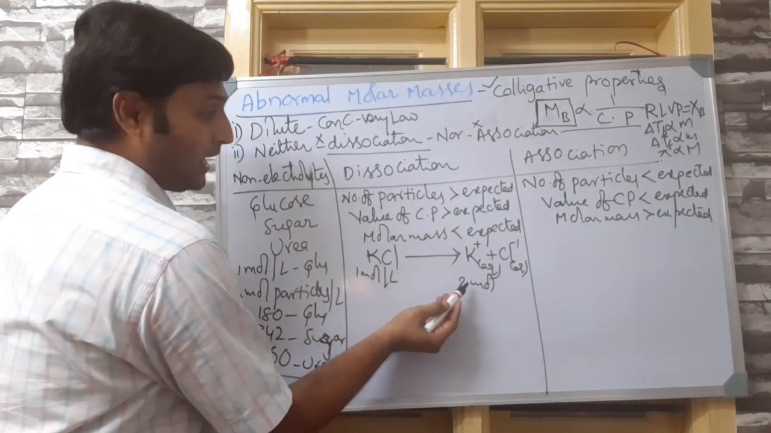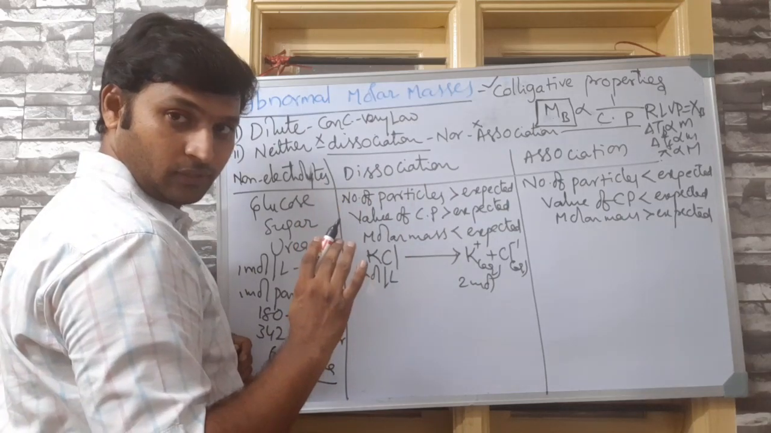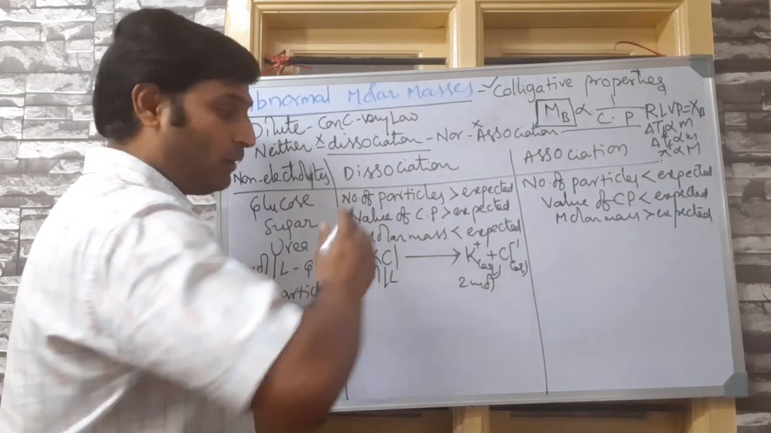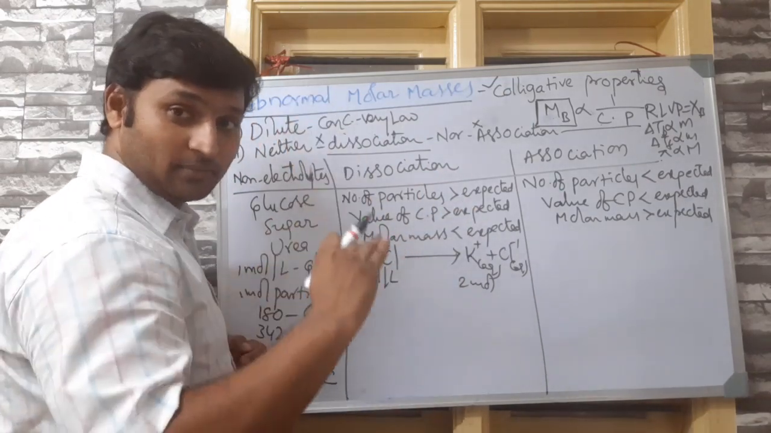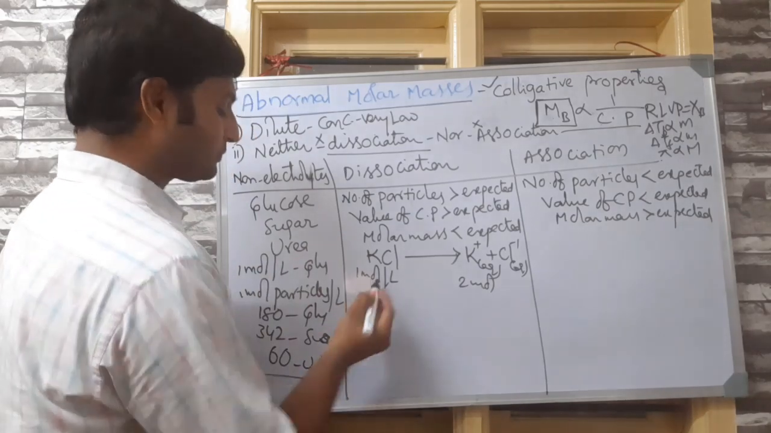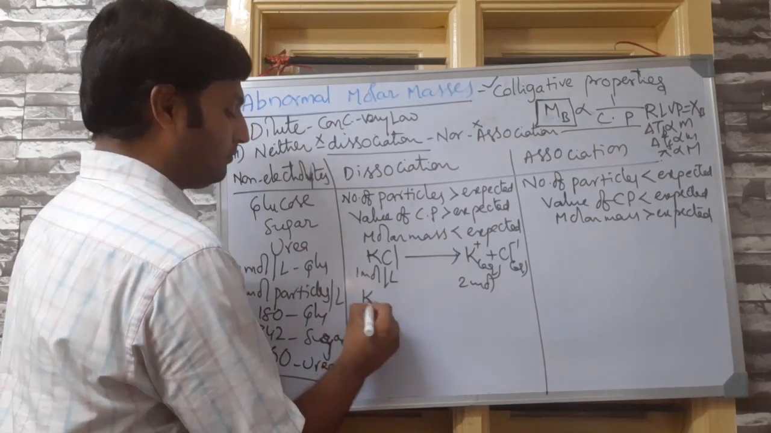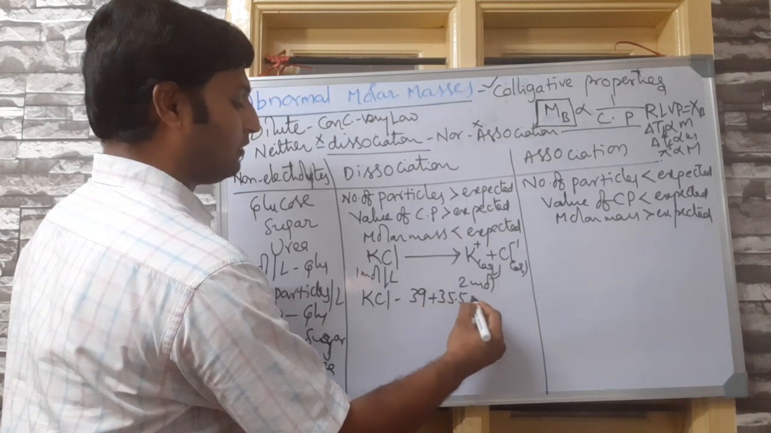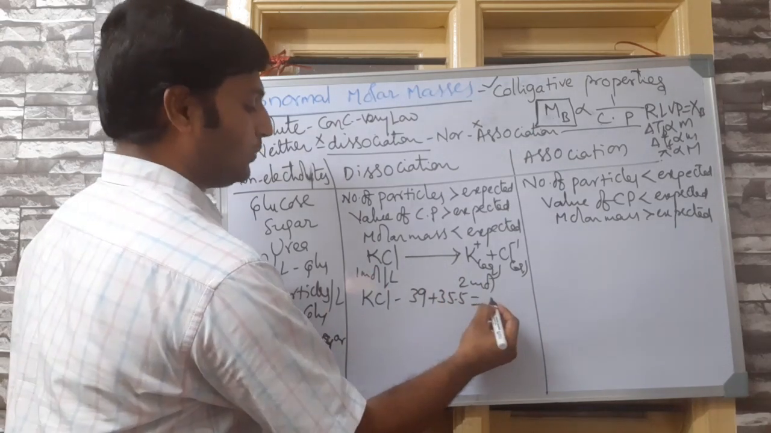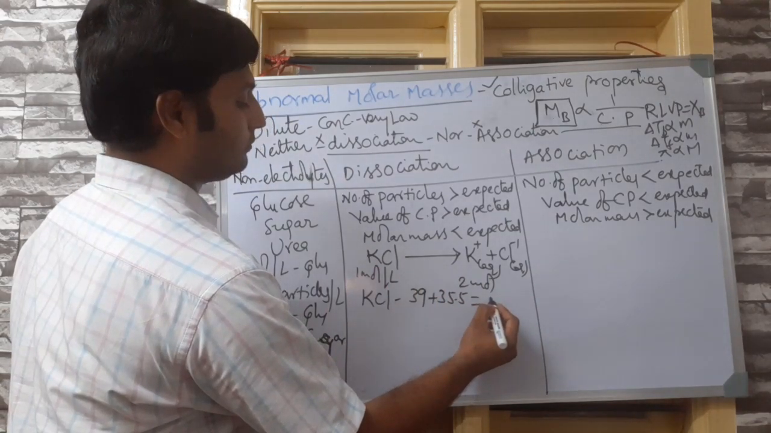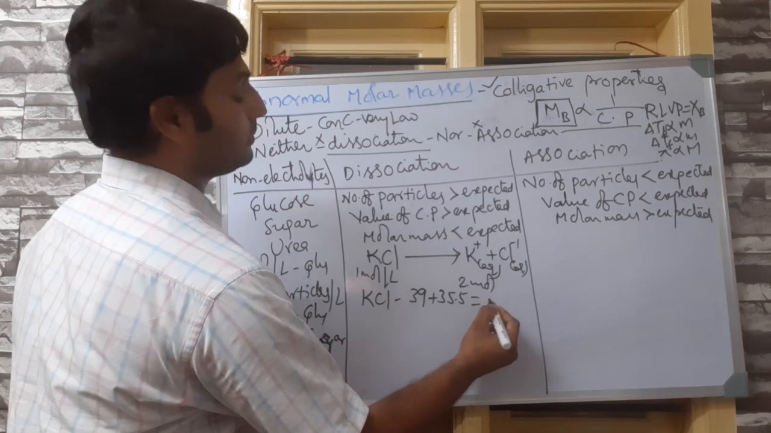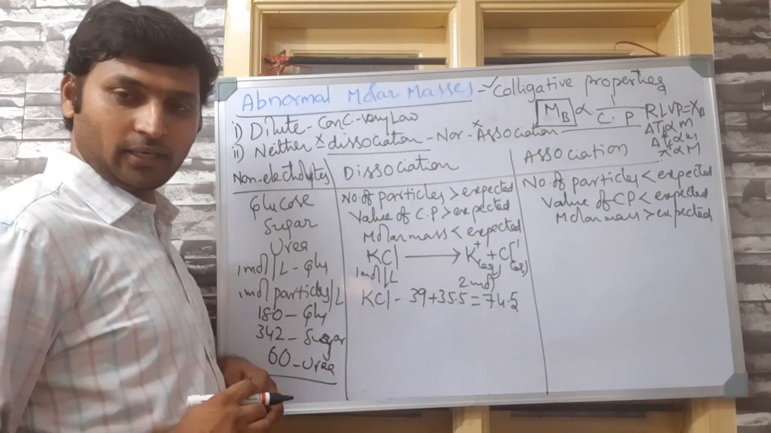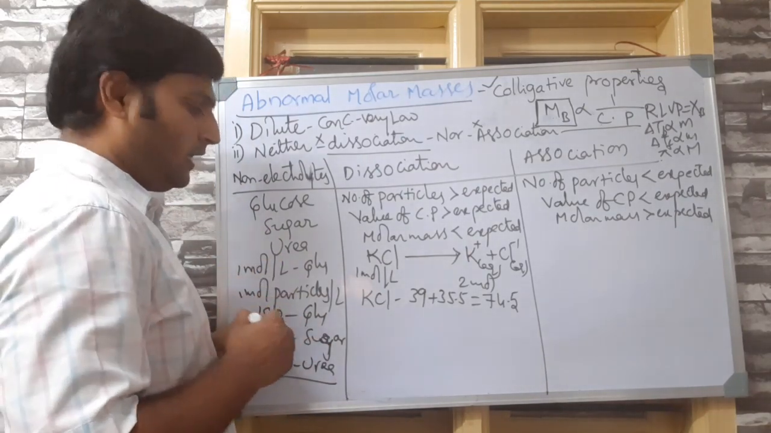Now, when the number of particles has become double, the value of the colligative property will be double the expected. When the value of the colligative property is double, the molar mass comes to half of the expected. For example, the molar mass of potassium chloride: 39 for potassium plus 35.5 for chlorine, so the total is 74.5. This is the molar mass of potassium chloride, and we know it theoretically.